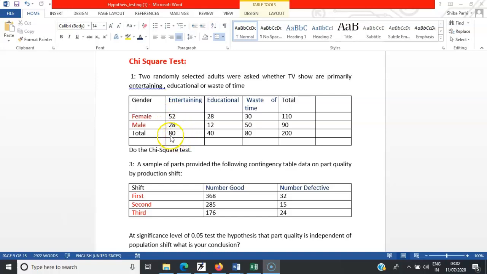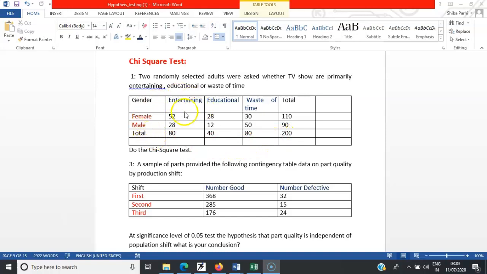So look at the total. Out of a total of 80 respondents, the male and female viewers are looking at the entertainment channel, and the educational channel total is 40, and we see how many females and males are watching and how many prefer it in total. And how many consider it a waste of time. So this is the way the data is laid out. Entertainment 80, educational 40, and waste of time 80. The total is 200.